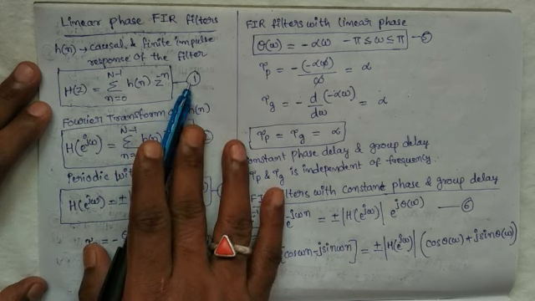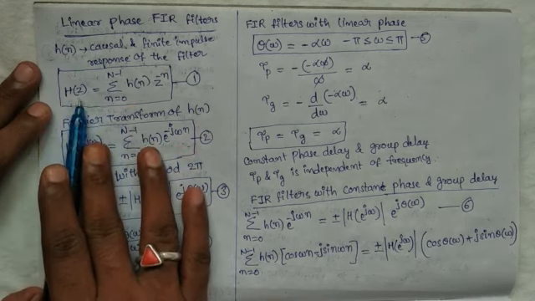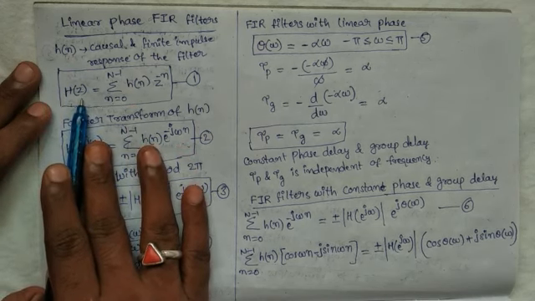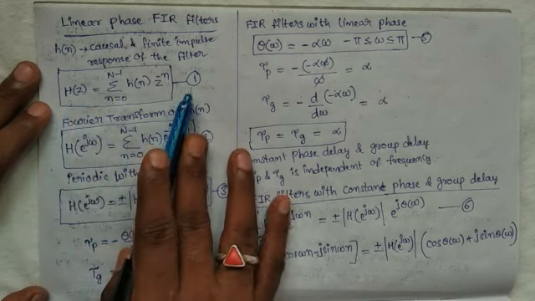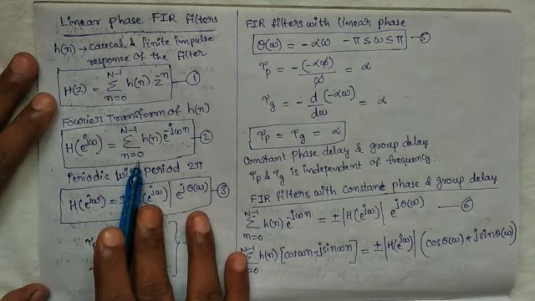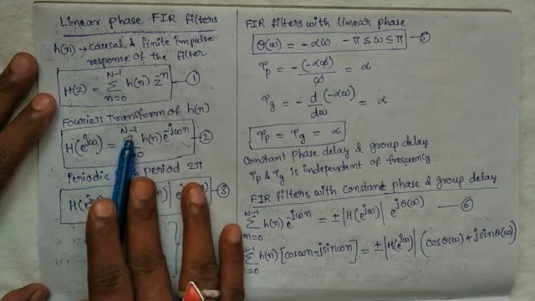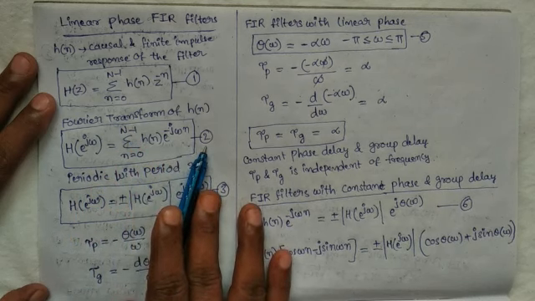Now we are determining the frequency response of FIR filters. How do we obtain it? Simply apply the Fourier transform to the impulse response of the FIR filter, or otherwise evaluate the Z transform on the unit circle. That means substituting z equal to e power j omega in equation 1. H(e power j omega) equals the summation from n equals 0 to N minus 1 of h(n) e power minus j omega n. This is equation 2.